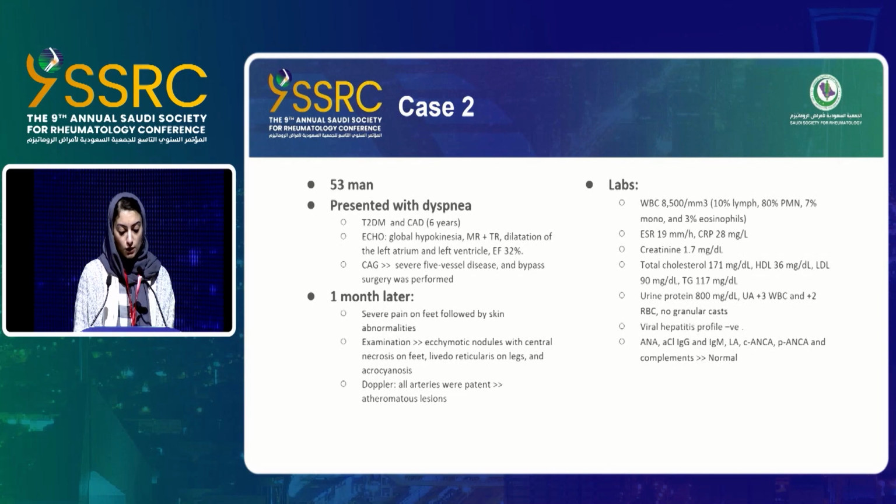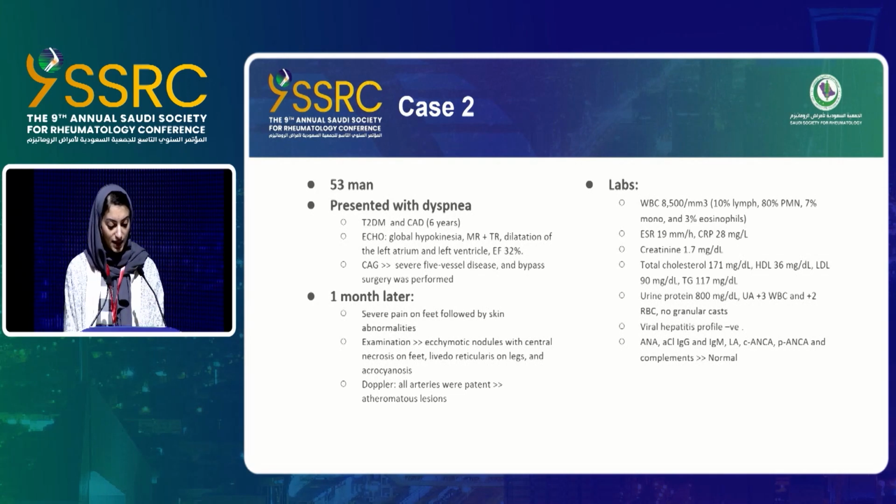Echo showed global hypokinesia, mitral and tricuspid regurgitation, and dilatation of the left atrium and ventricle with low ejection fraction. Coronary angiography showed severe 5-vessel disease, and bypass surgery was performed. A month later, the patient presented with severe pain in the feet, followed by skin abnormalities.